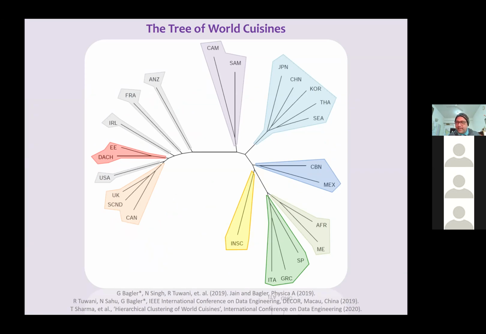If you look at that, it turns out that there are certain cuisines which are similar to each other and certain cuisines which are dissimilar to each other, and there are certain distances. So we have found out this cuisine tree, similar to that of a language tree.